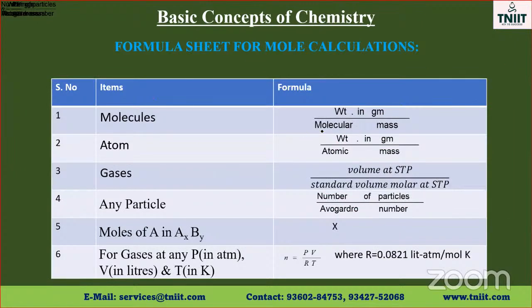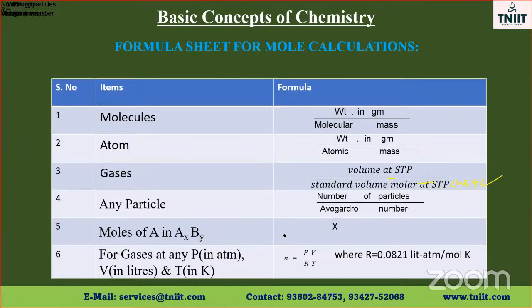Formula sheet for calculating the number of moles. For molecules, the formula is weight in grams divided by molecular mass. For atoms, it is weight in grams divided by atomic mass. For gases, it is volume at STP divided by standard volume. Standard volume is 22.4 liters. For any particle, it is number of particles divided by Avogadro's number.